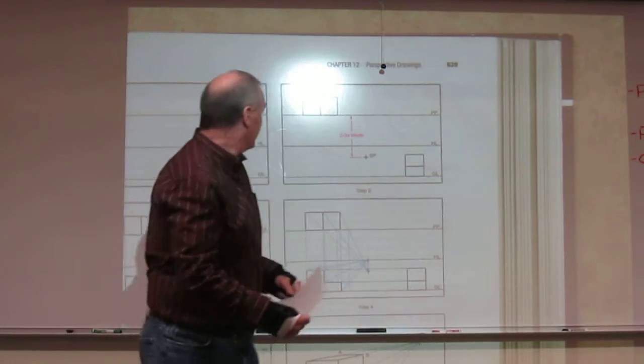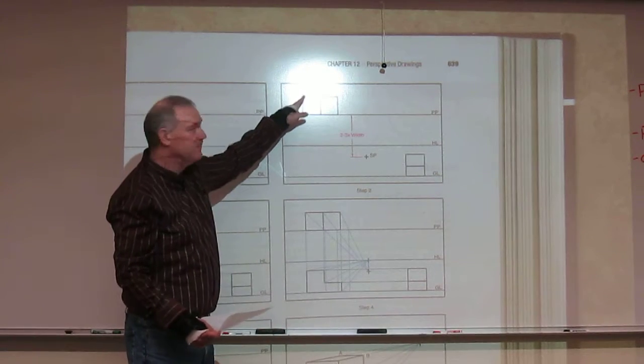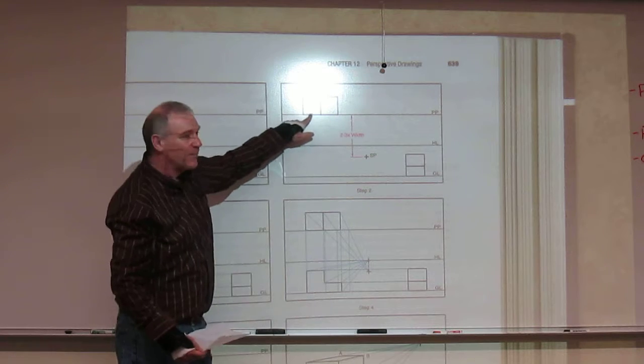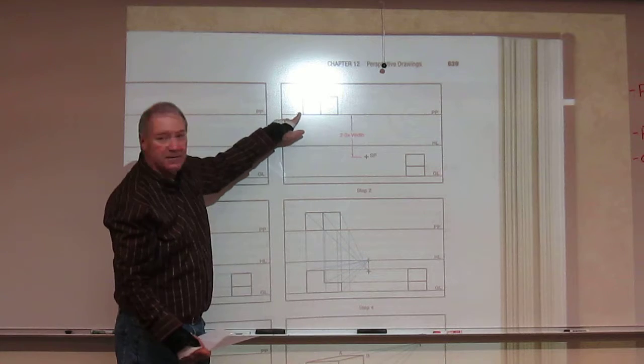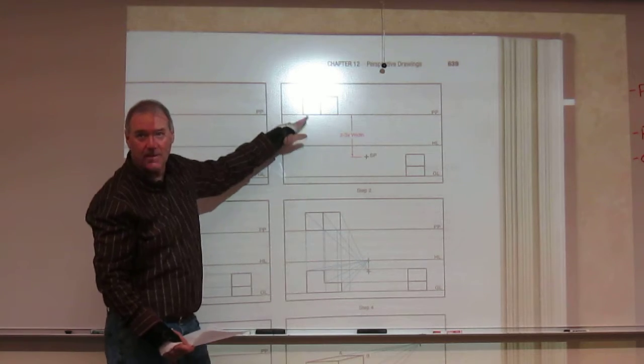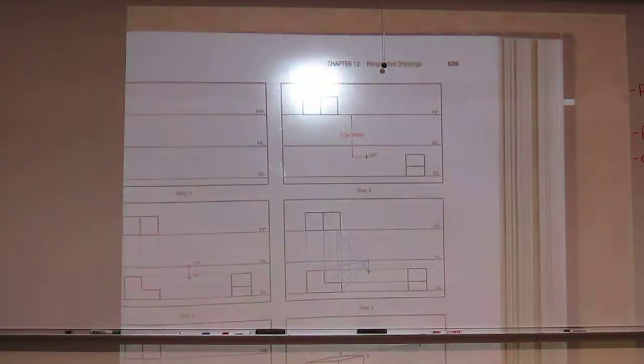Now, when they set it up, notice that this is a top view. This edge right here sits right on the picture plane. That edge is what? The front side, right? Now, on a one-point, what does that do for you?